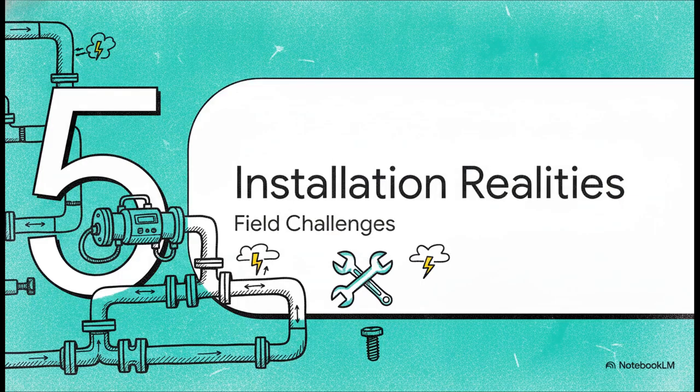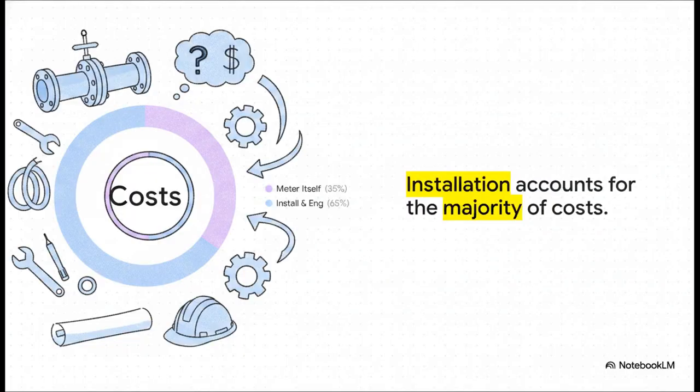And finally, Part 5, Installation and Field Realities. Okay, this is a stat that blows a lot of newcomers' minds. When a client builds out a new measurement system, the physical flow meter hardware itself usually only makes up about 35% of the total cost. That is a huge blind spot for folks entering the industry who think the shiny hardware is the whole investment.